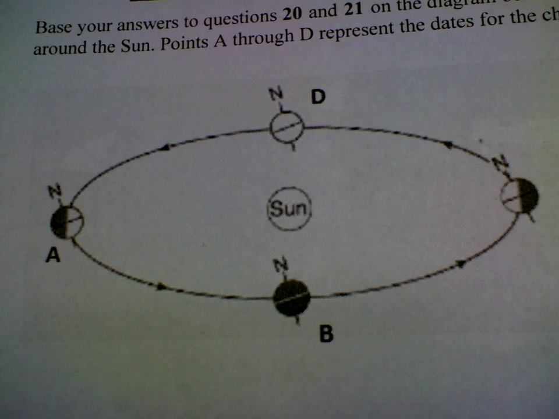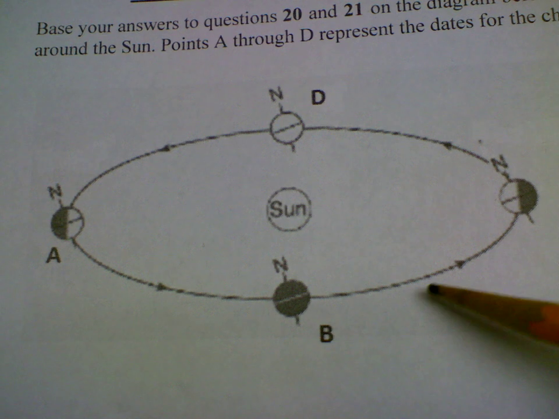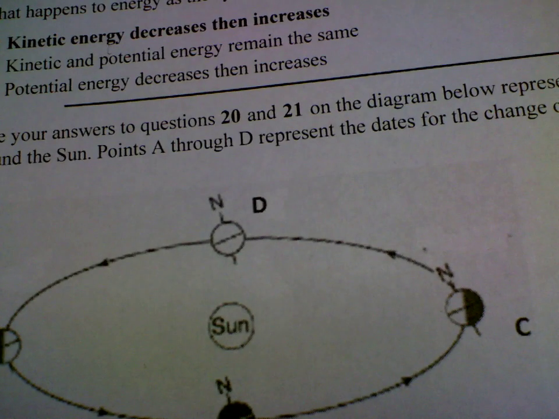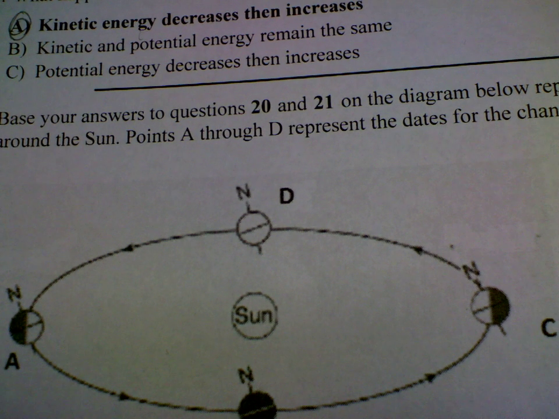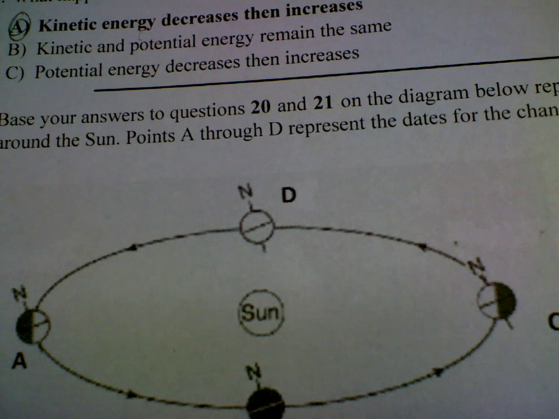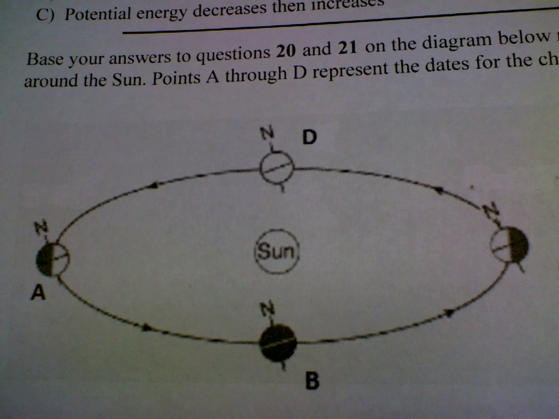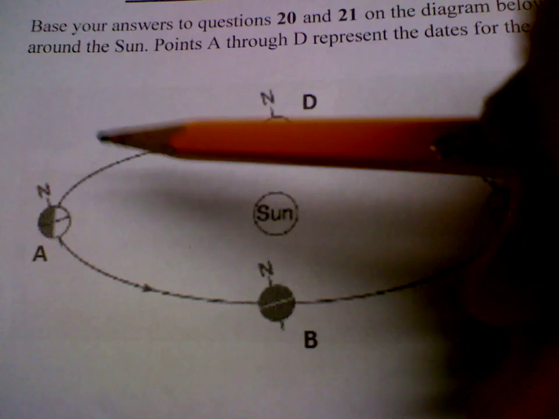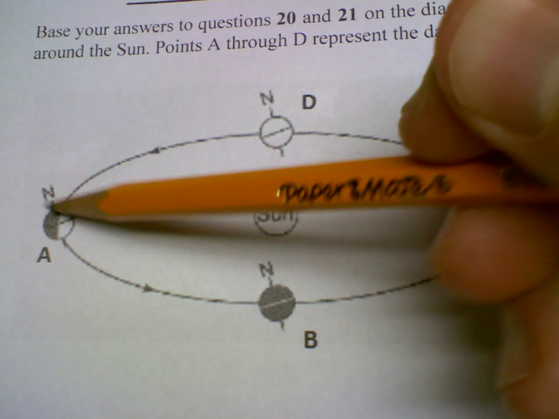We are taking a look at the picture of Earth in its orbit around the Sun. And the instructions, remember when you get these group questions, you should definitely read the instructions. Base your answer to questions 20 and 21 on the diagram below, representing Earth's revolution around the Sun. Points A through D represent the dates for the change of seasons. Which date is represented by point A? Now you got to look closely. I always look at the northern hemisphere. That is where we live.